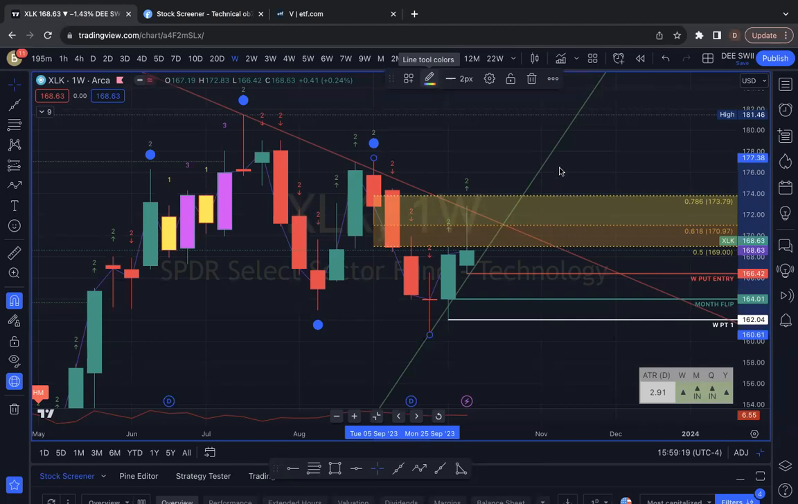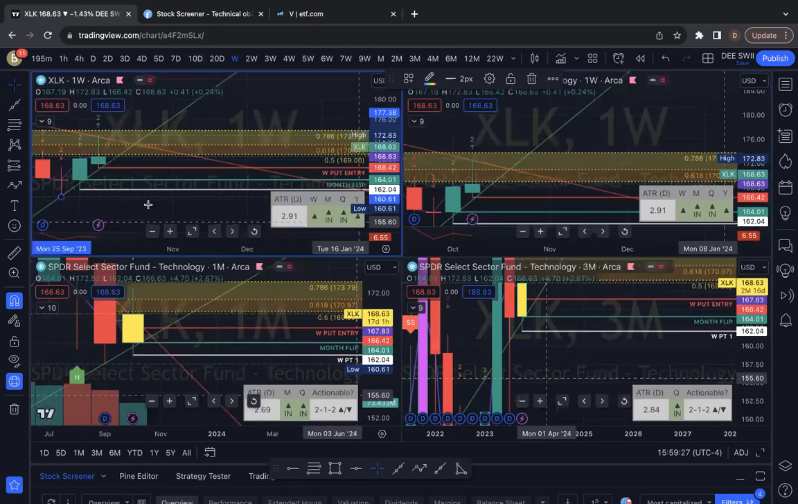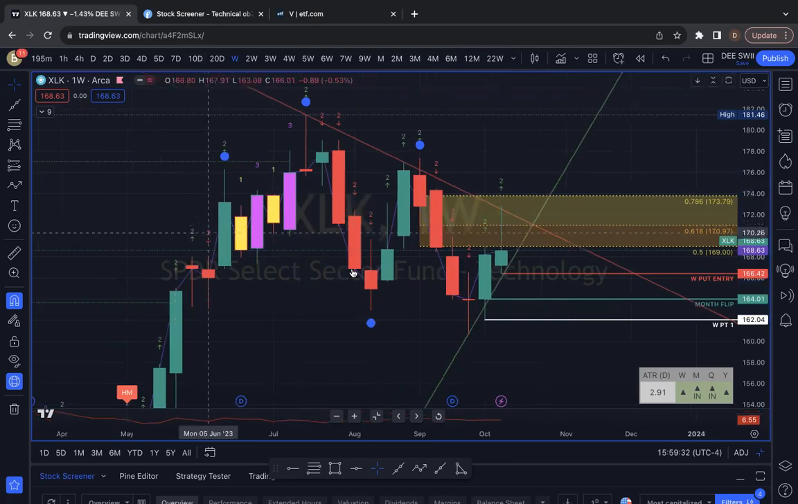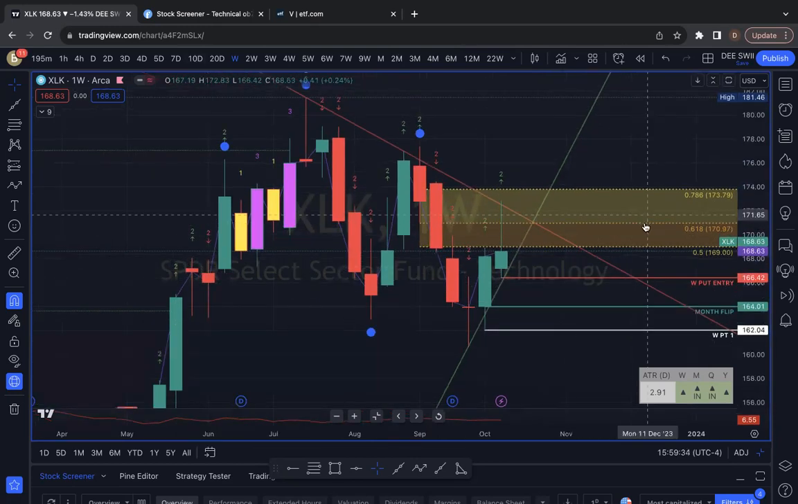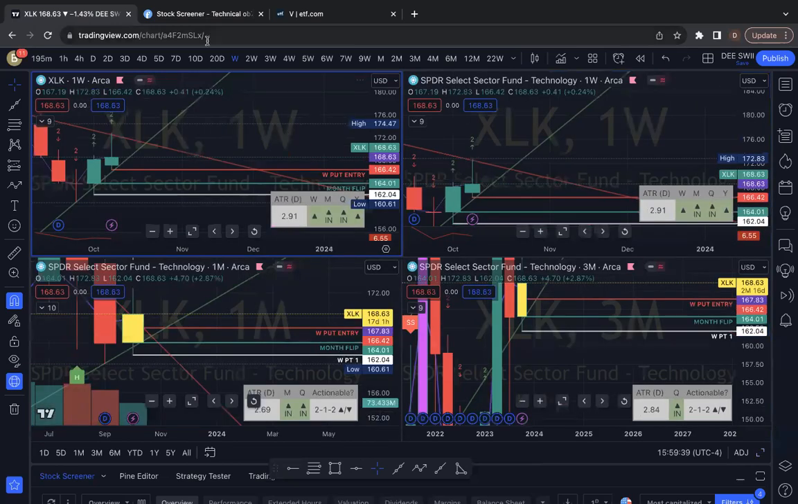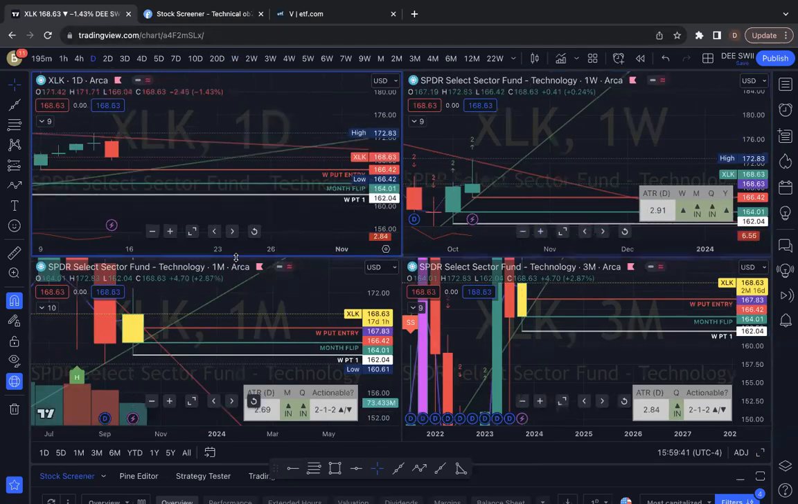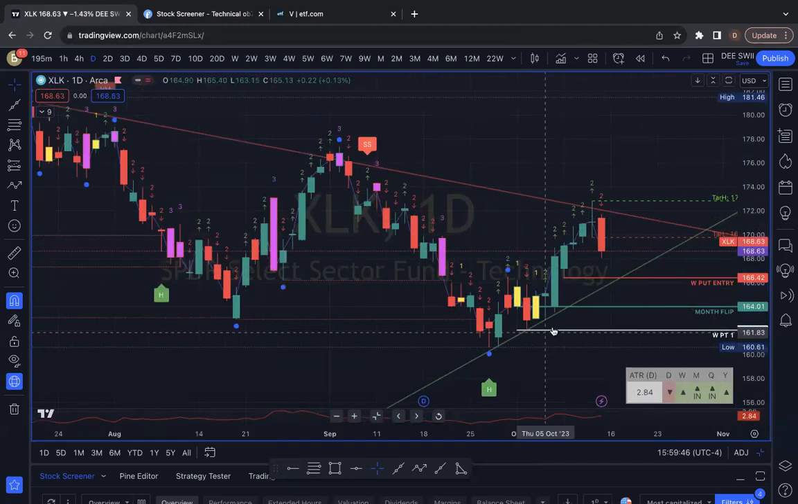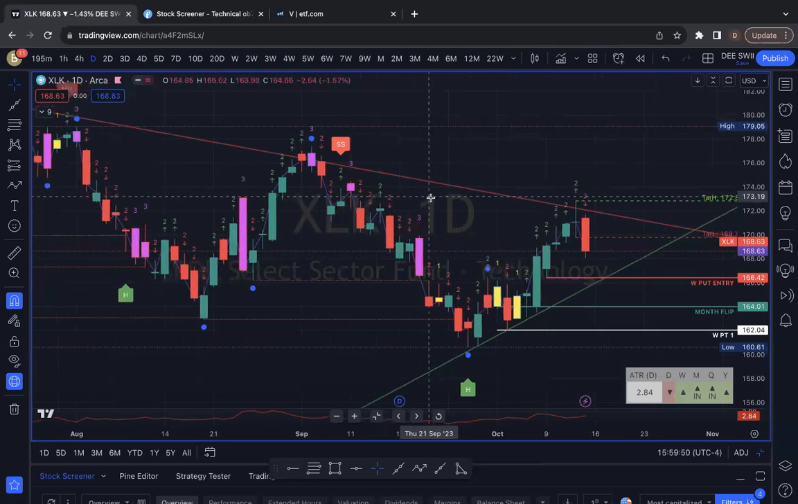At which pivot would you get a shift in structure? Okay, I'll go back to the daily to show you that. Let me take this off for you. Oh, sorry, this is still a weekly. Okay, so they asked at which pivot would you hit a shift in structure, right?